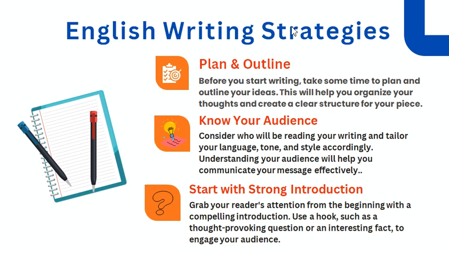Number one, the first one is plan and outline. This is what I have already indicated in the writing process. The best strategy is to plan what you are about to write, which means before you start writing, take some time to plan and outline your ideas. This will help you organize your thoughts and create a clear structure for your piece. So this is the first stage which you are supposed to do, and planning involves thinking very carefully and deciding what to write and how to organize your writing piece.